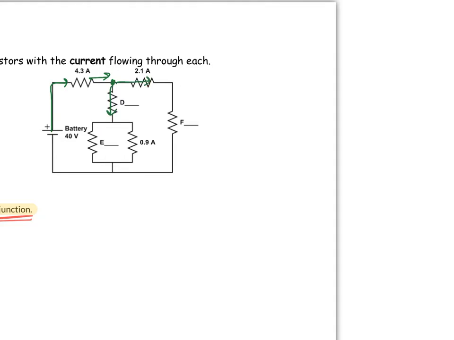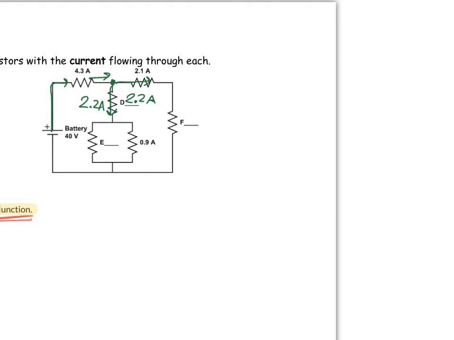And we know that the current going in must equal the current going out. So if 2.1 amps goes straight like that, the remaining current, which is going to be 2.2 amps, must go down. So going through D is going to be 2.2 amps, and that works because then this 2.2 that went down and this 2.1 that went straight add up to the 4.3 that ultimately went into the junction.